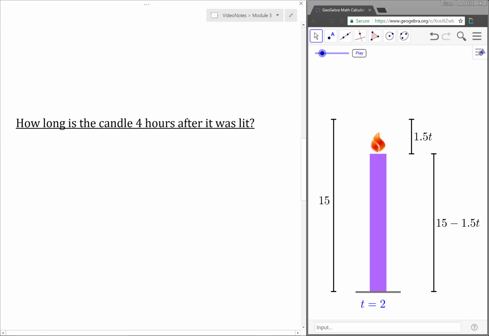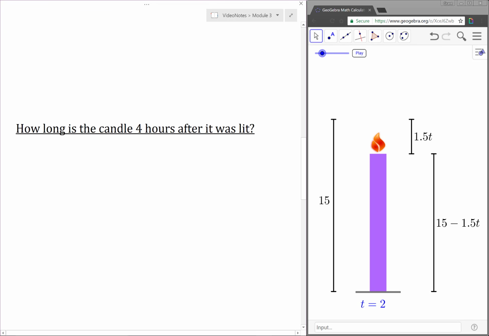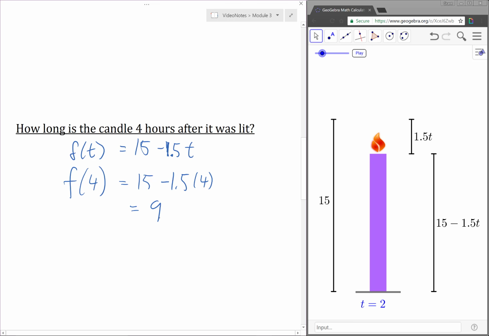Now, let's suppose we want to know how long the candle is 4 hours after it was lit. We know that the expression f of 4 represents the remaining length of the candle 4 hours after it was lit. And we know a formula for f of t. Recall that f of t is equal to 15 minus 1.5t. So f of 4 is equal to 15 minus 1.5 times 4. And this value is equal to 9. So this tells us that 4 hours after the candle was lit, the remaining length of the candle is 9 inches.